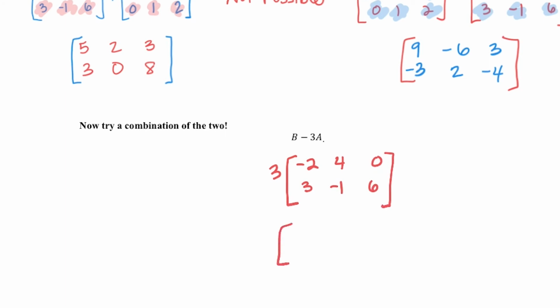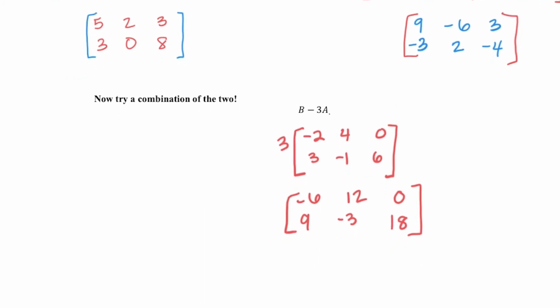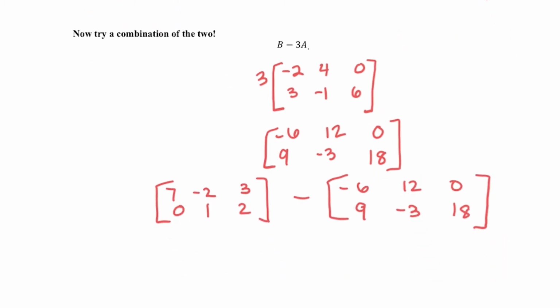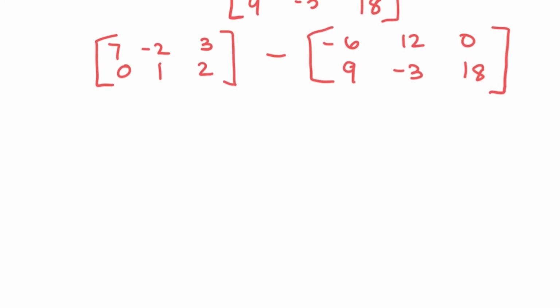which would give us -6, 12, 0, 9, -3, 18. So that is 3A. And now we want to do matrix B. So 7, -2, 3, 0, 1, 2. And we want to subtract that 3A. -6, 12, 0, 9, -3, 18. And we'll do the subtraction just like we did on the last example.